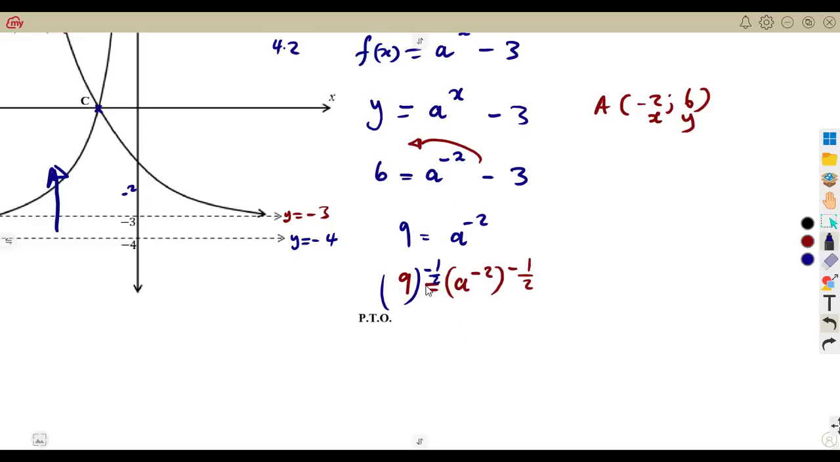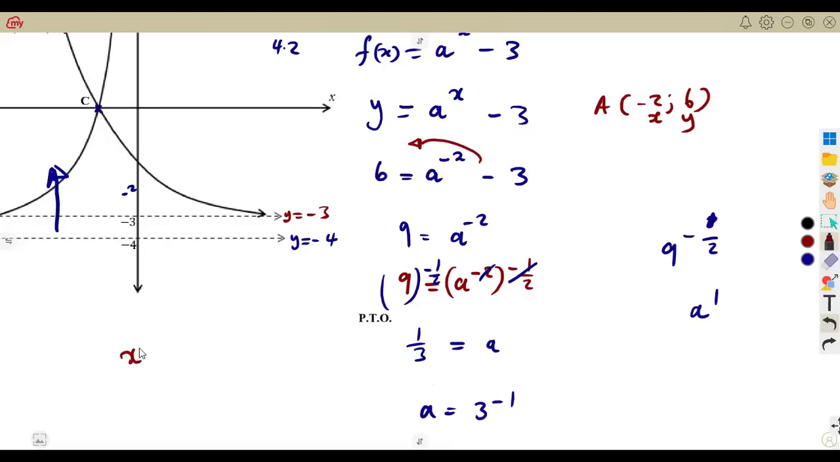So 9 to the exponent of -half is what? You can even use your calculator. 9 to the exponent of -half is 1/3. So you're going to get 1/3, which is equal to this one, and this one was going to cancel. You get a to the exponent of 1, so a is 1/3. But 1/3 is the same as what? 3 to the exponent of minus 1.